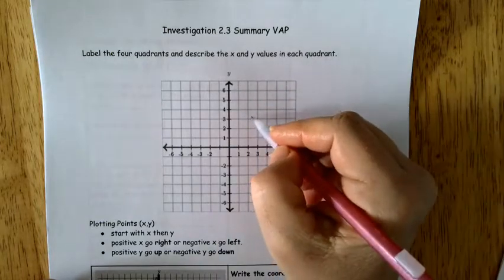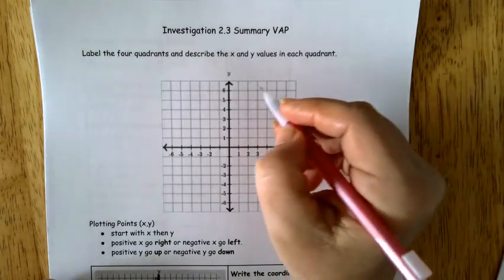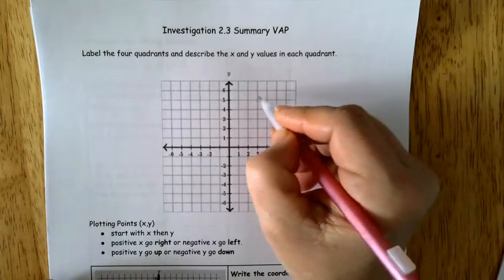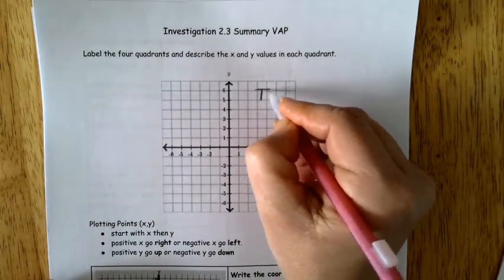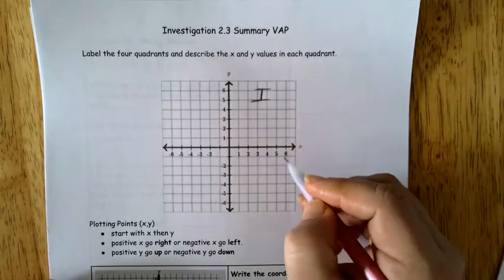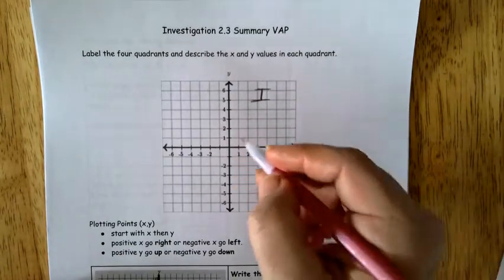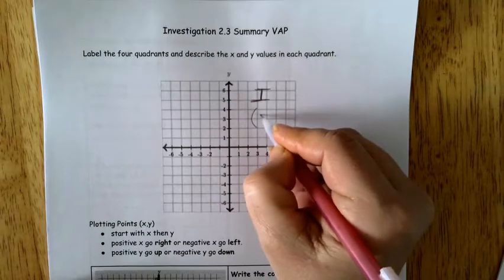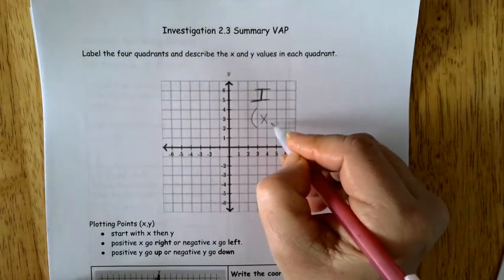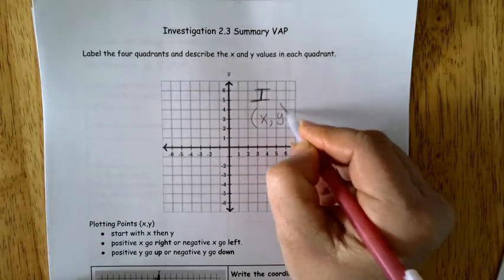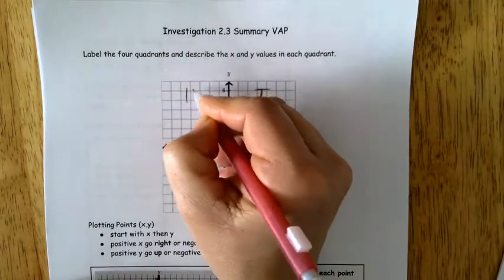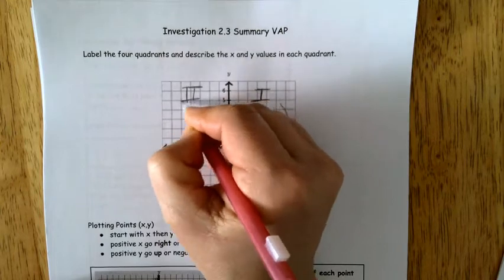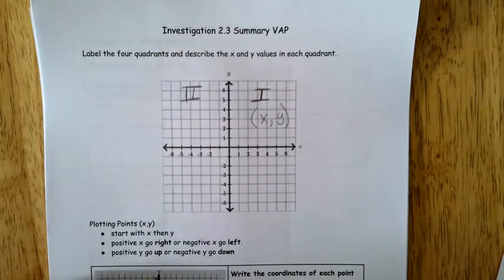So up here, this is quadrant one. Sometimes, for whatever reason, they like to use Roman numerals. So this is quadrant one, and in quadrant one, we have a positive x and a positive y. It's now going to go counterclockwise, so we're going in this direction. We're moving to the left, and this is quadrant two.